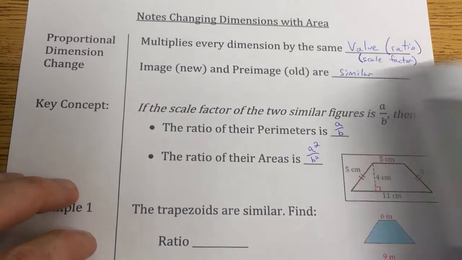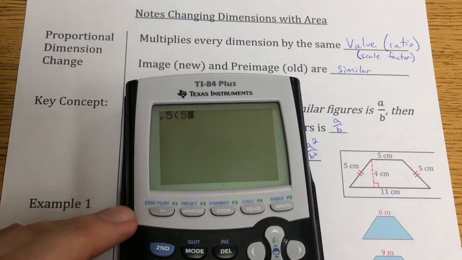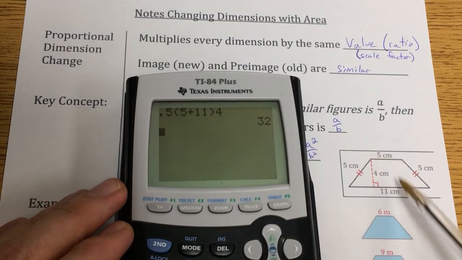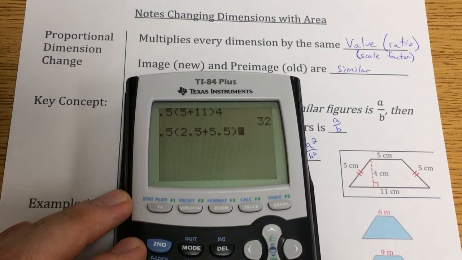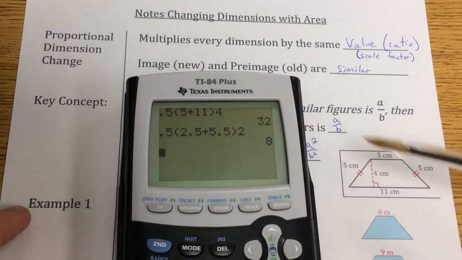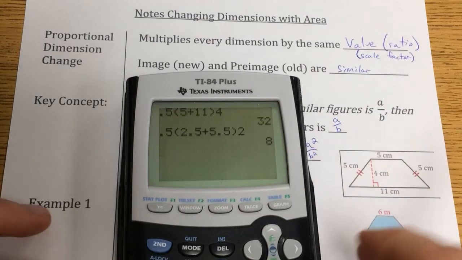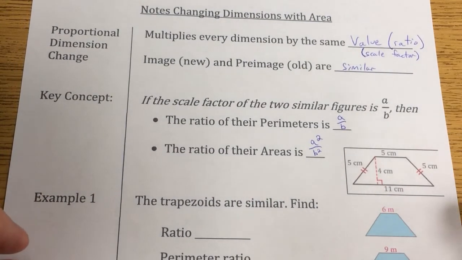We can actually find that out, just to prove it. First off, the area of the original trapezoid would be 32, and then if I take half of all the dimensions, now I have 2.5 and 5.5 and 2, so the new area would be 8. And 8 is not half of 32, although I only took half of all the dimensions. 8 is 1/4 of 32. So you can see that that's going to happen with these ratios. Let's use those ratios now.